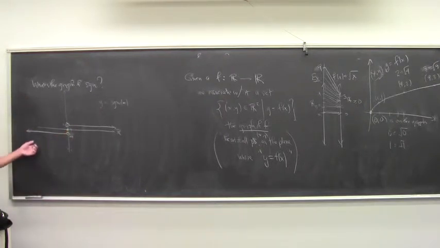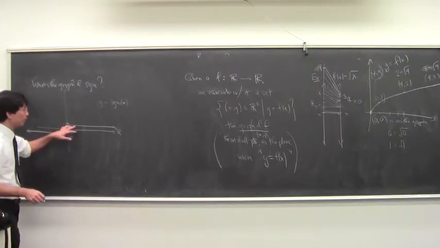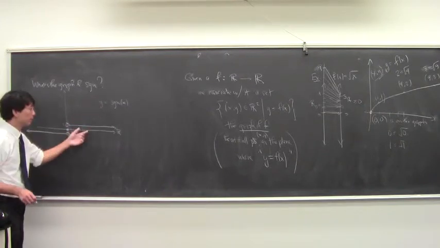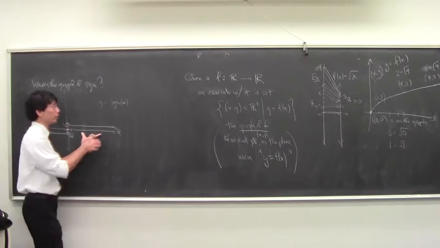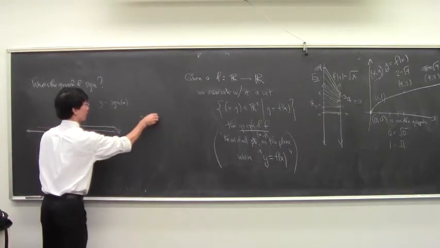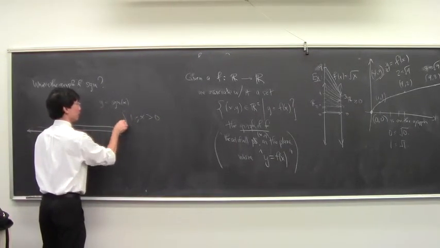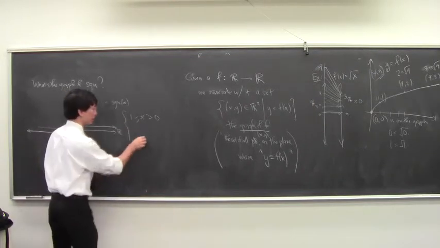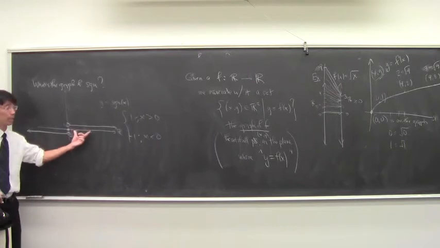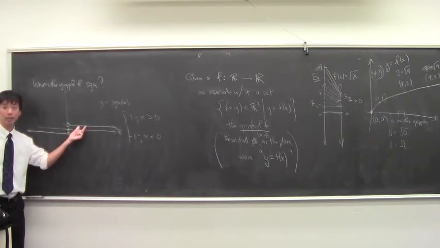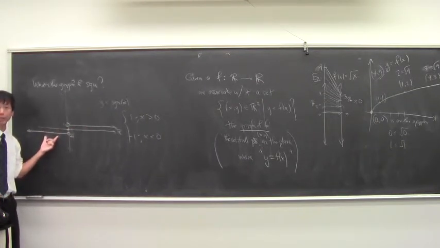Right, because you want all points where y equals signum of x. Where x is positive, remember, if x is positive, then the signum function gives you 1. Where x is negative, the signum function gives you -1. So for positive x, the y had better be 1. For negative x, the y had better be -1, and so on.